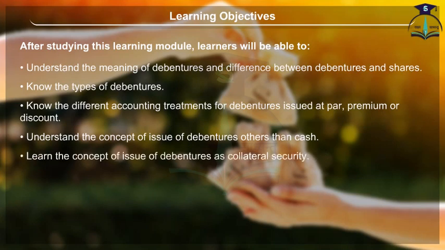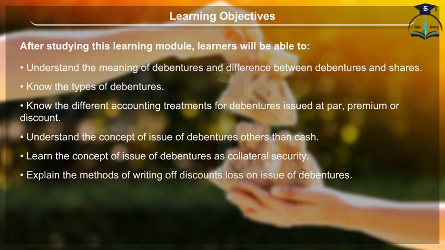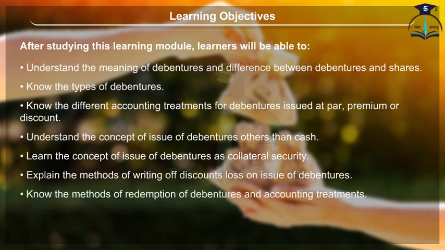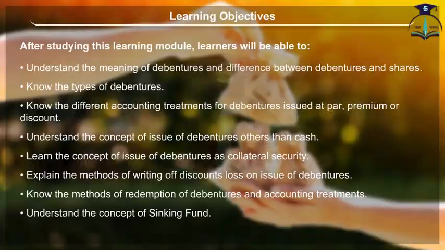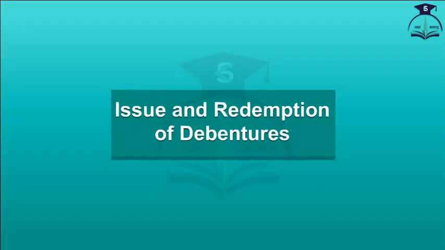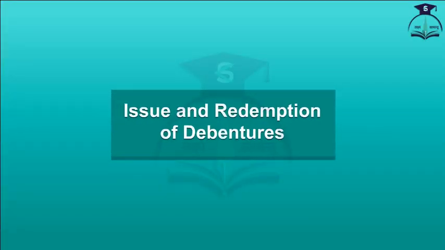Learn the concept of issue of debentures as collateral security. Explain the methods of writing off discount or loss on issue of debentures. Know the methods of redemption of debentures and accounting treatments. Understand the concept of sinking fund. Issue and redemption of debentures.